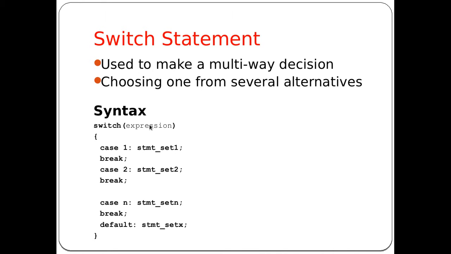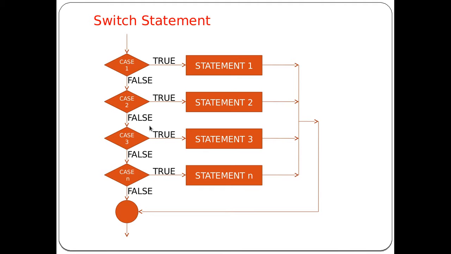So let's see how the flow of control works in switch statement. So first, after evaluating the expression, we check the value against case 1. If it is true, statement 1 gets executed and then we move to the end of the switch. Otherwise, we check for case 2. If it is true, we execute statement 2 and likewise. So this diagram shows us the flow of control with the switch statement.